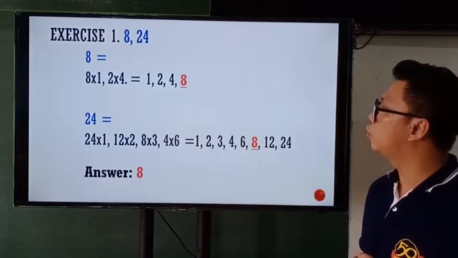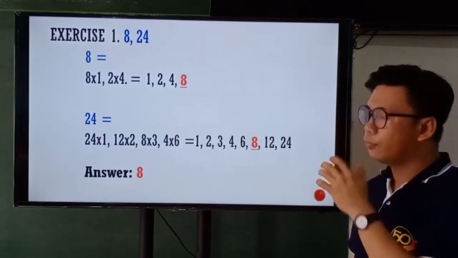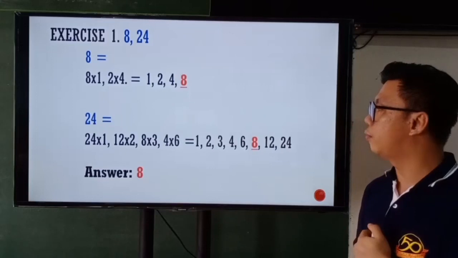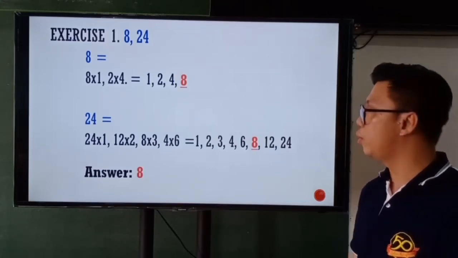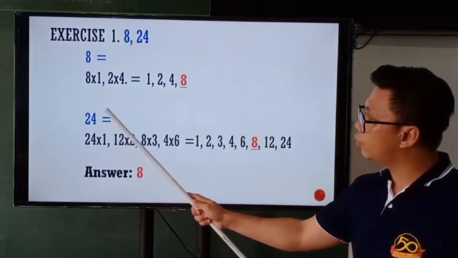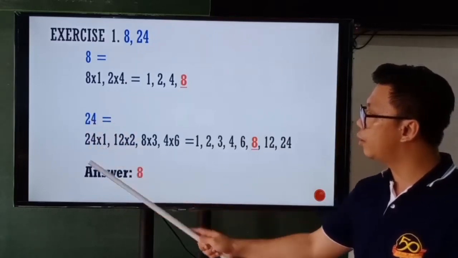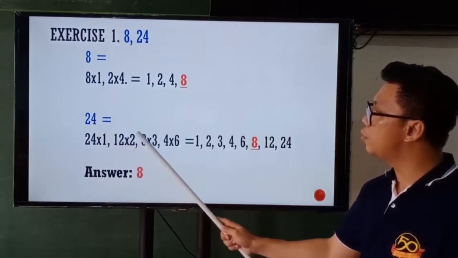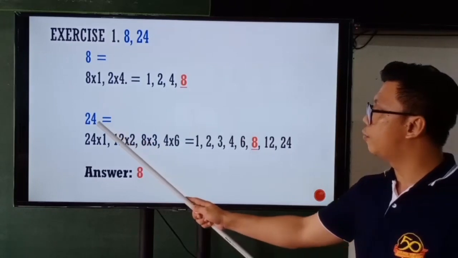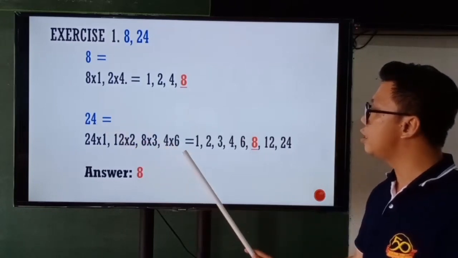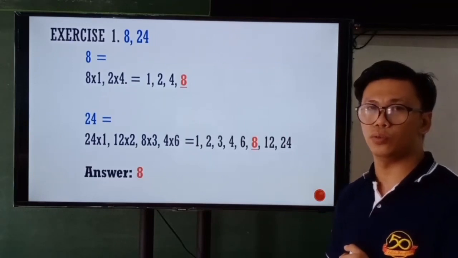Now let's go to factor of 24. So what is the first method? We will find the factor first. So what is the factor of 24? So we will write here, the factor of 24 is 24 times 1 is 24, 12 times 2 is 24, 8 times 3 is 24, 4 times 6 is 24. So that is our factor of 24.